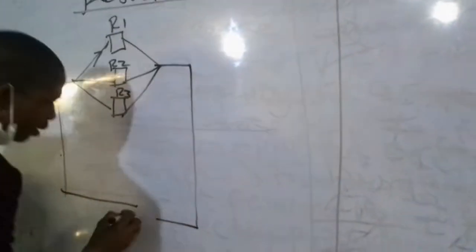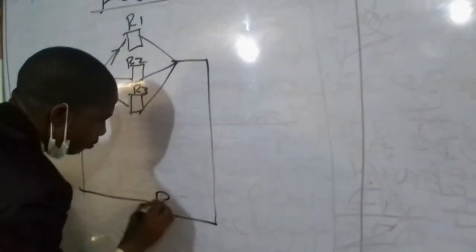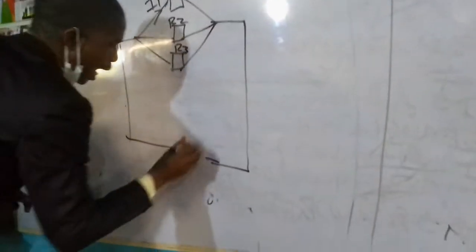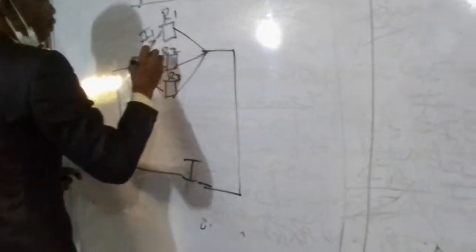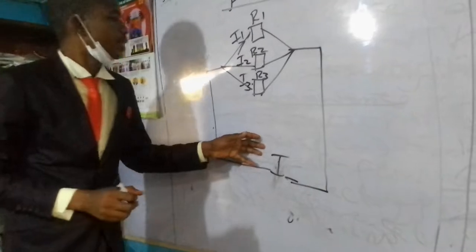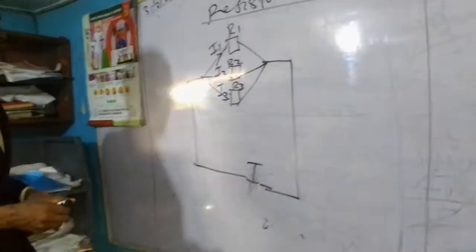Total what? R. So we have total R. Then we have our total R is here. Then resistor. We have total current I. We have I2, we have what? I3. Isn't it? Total current is equal to the sum of individual currents.